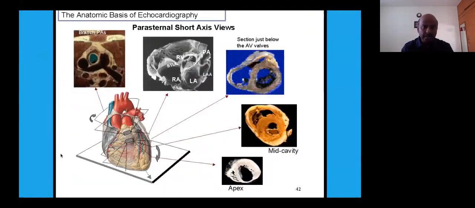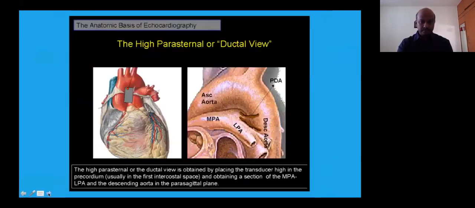So this is a high parasternal short axis view. This is how it would look. This is an autopsy specimen where you see the right pulmonary artery and the left pulmonary artery, and the descending aorta would be here, and you see a ductal flow coming in. The high parasternal or ductal view. So here is how the duct inserts into the pulmonary artery confluence.